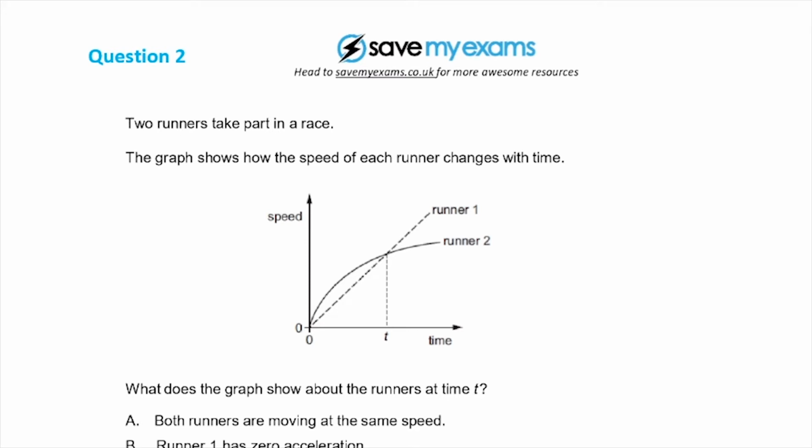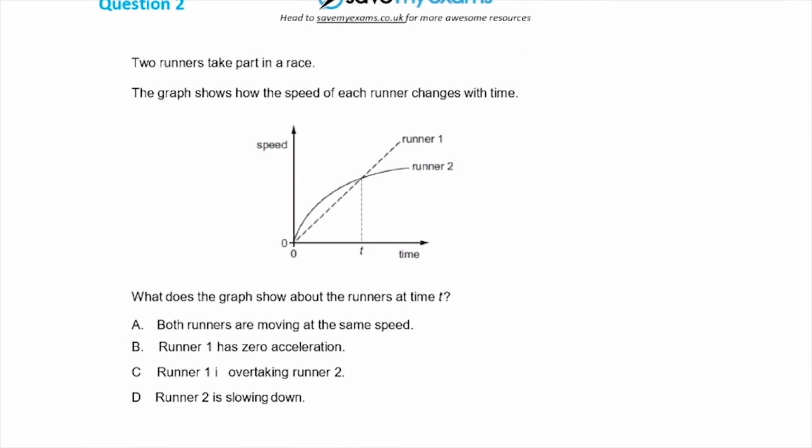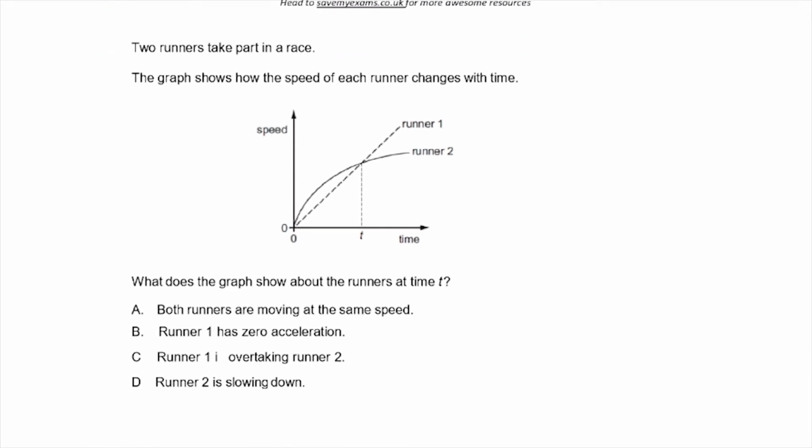Moving on to the next, we are being told that two runners are taking part in a race. The graph shows how the speed of each runner changes with time. So those are the graphs we are seeing there for each runner. What does the graph show about the runners at time t? Looking at time t, both runners are moving at the same speed. If you look at time t, here is the speed, and of course runner 1 and 2. At that point, it's indeed true that they are at the same speed. So A is true, but let's look at some others.